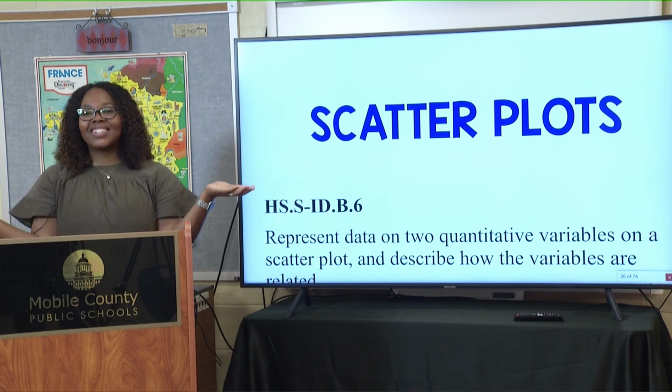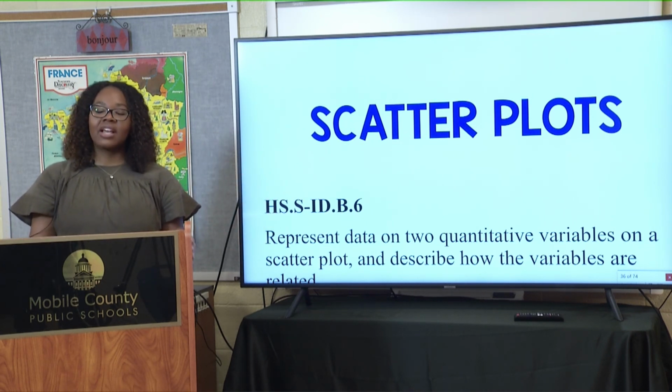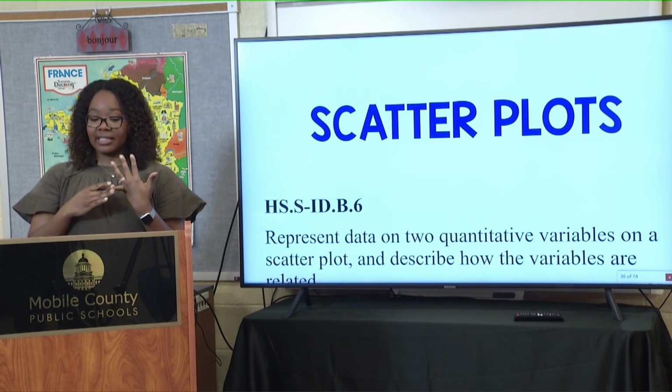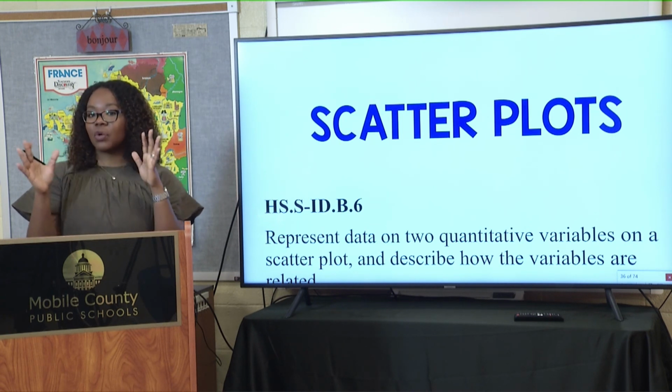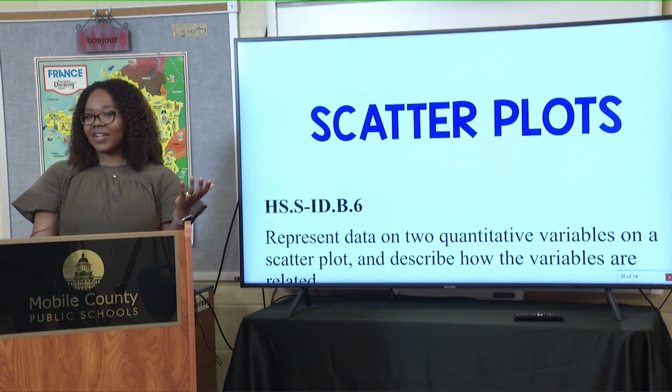And unfortunately, we're out of time, but next week you guys will start with scatter plots. We'll look at what a scatter plot is, determine some associations, correlations, then we'll look at a line of best fit and the line of regression.